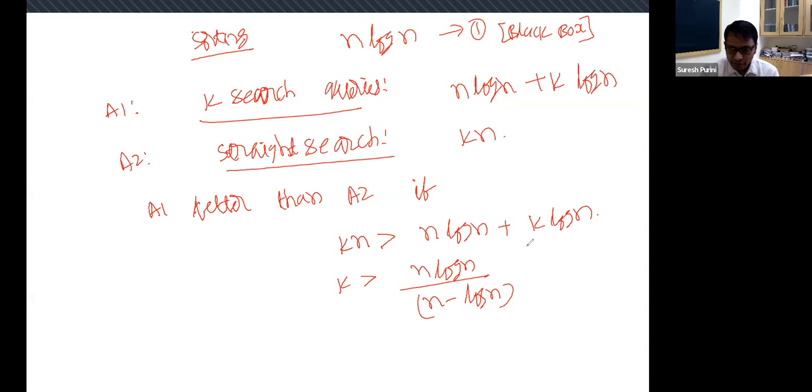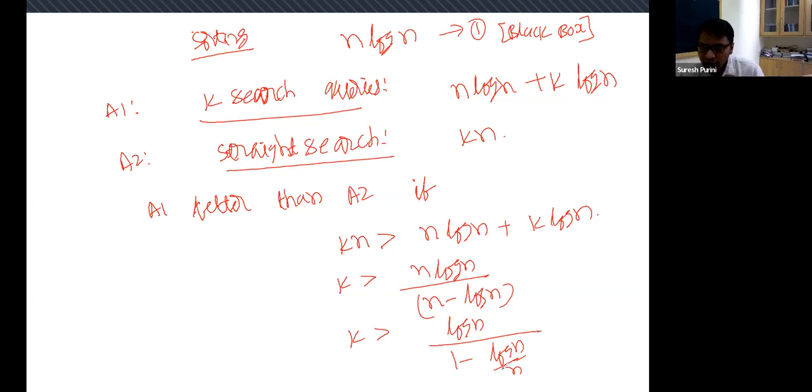And then if you actually think about it, k is greater than log n by 1 minus log n by n. As you can see, even for smaller values of n, like 4, 5, 6, this tends to 0. So approximately we can say when k is greater than log n, where the number of queries is greater than log n, then we can go ahead and sort the data that we have and use the binary search algorithm.